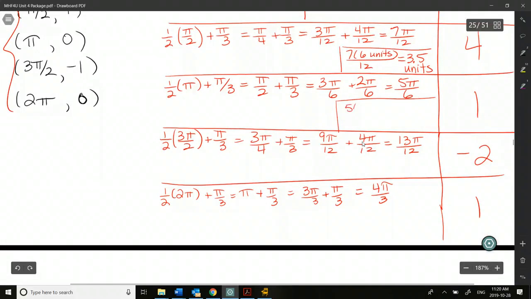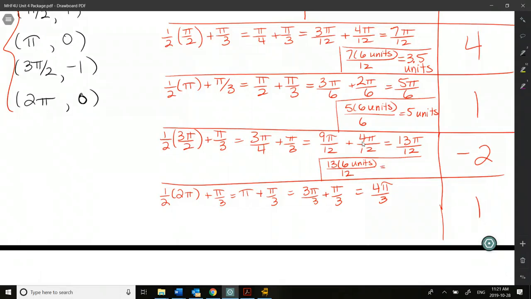So 5 pi over 6 is 5 times 6 units divided by 6, and the 6's just cancel, and we're left with 5 units. Let's do 13 pi over 12. It'll be 13 times 6 units over 12. So here it's going to be 6.5 units.